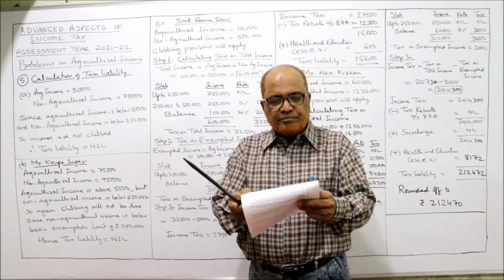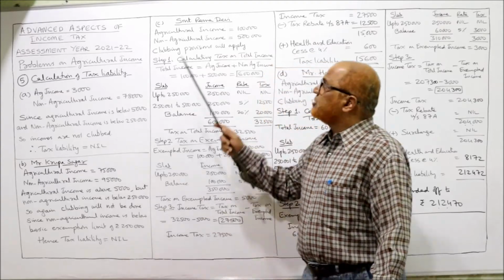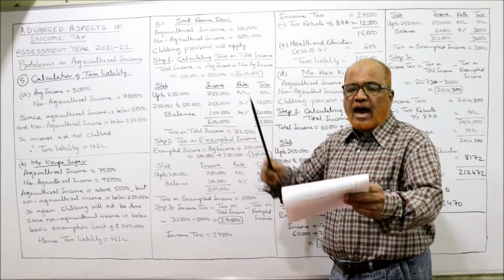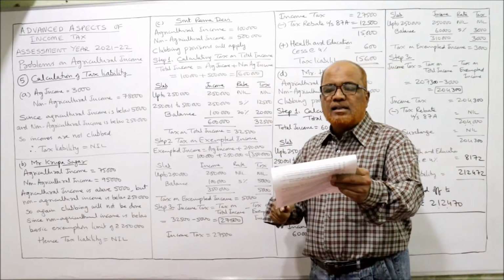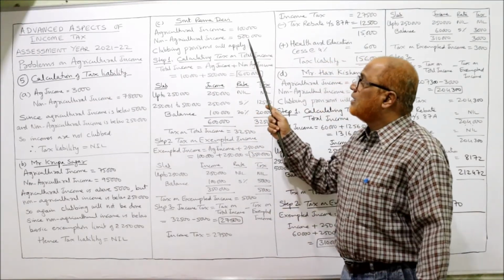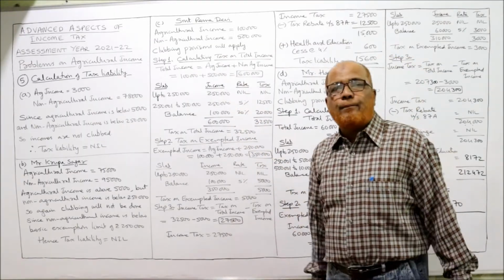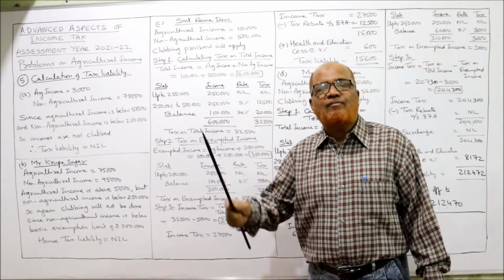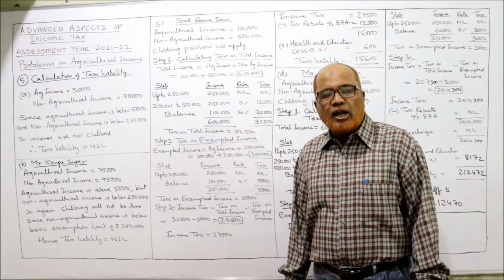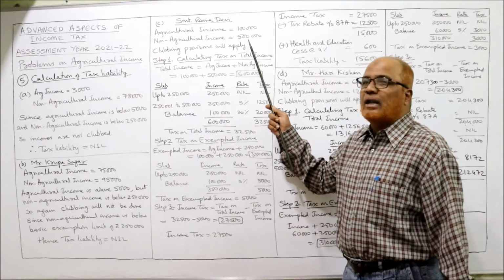Now see it. Agricultural income of Srimati Rama Devi is 1 lakh, and non-agricultural income is 5 lakh. Clubbing provisions will apply because agricultural income is more than 5,000 and non-agricultural income is more than 2,50,000.